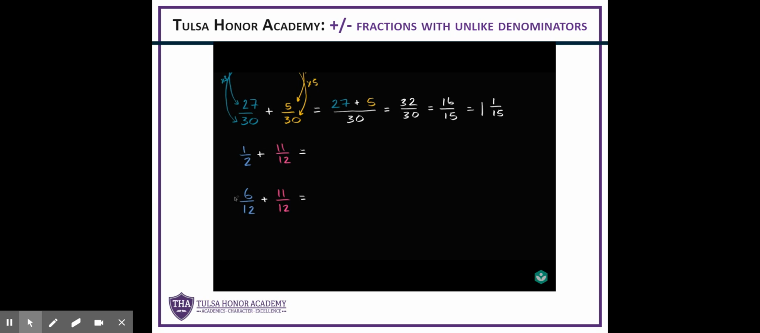So 6/12 plus 11/12 is going to be 6 plus 11 over 12, which is equal to 17/12. If we want to write it as a mixed number, what is that? 12 goes into 17 one time with a remainder of 5. So 1 and 5 over 12.